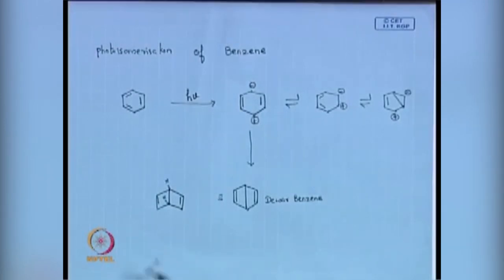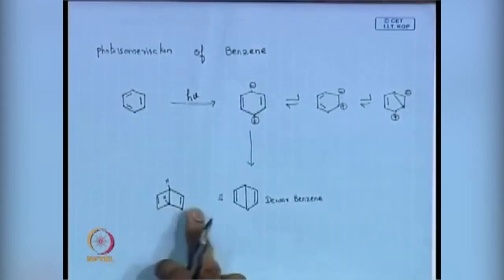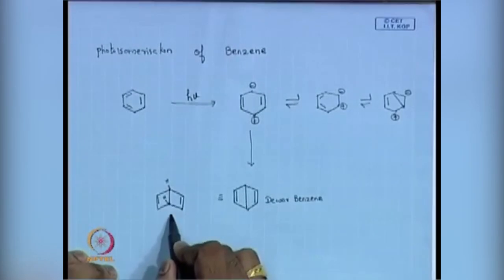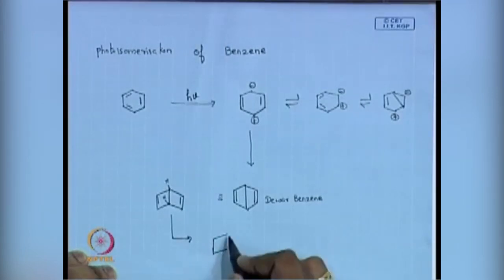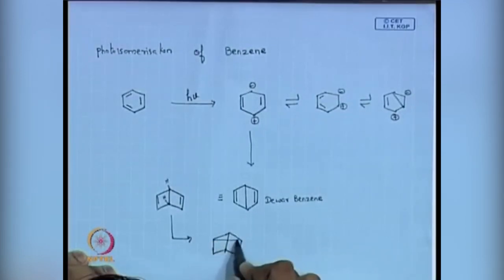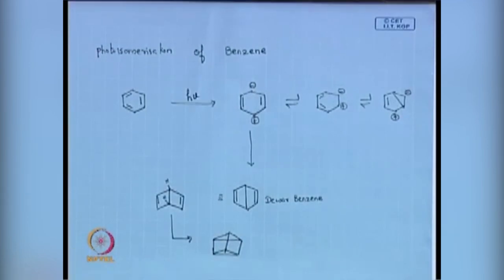What can happen now? Dewar benzene. You think nothing happens to Dewar benzene? Again, it is a pi system, no? Two pi systems here. You can make a dimerization again. Yes. So, this you call as prismane.